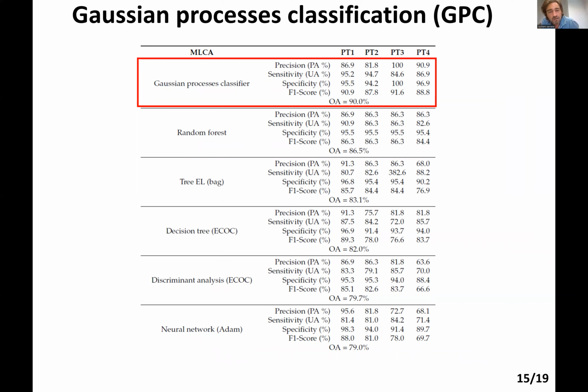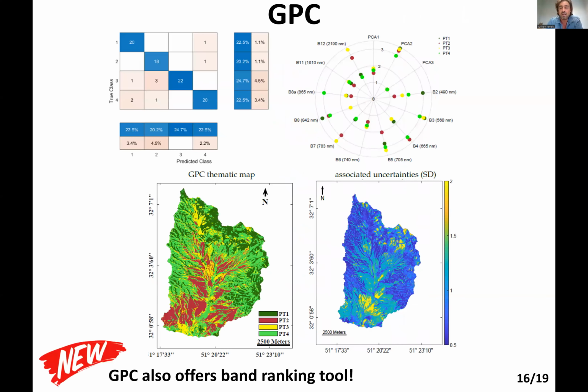In this case, the Gaussian processes classifier was evaluated as best performing, and I was really happily surprised because it's a not well-known classifier, yet in this case at least it's able to outperform random forest and other decision trees and neural networks. And this classifier is specifically of interest, and I'm a big fan of these Gaussian processes, because apart from just classification, it also provides all kinds of additional information.